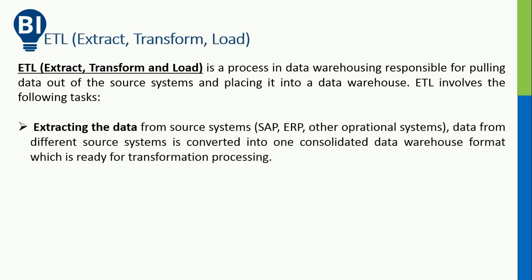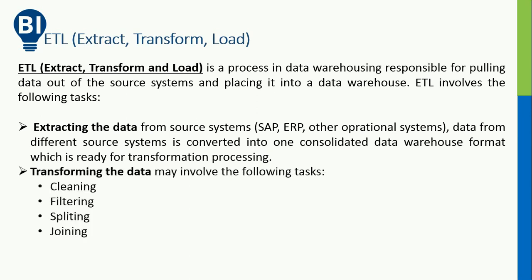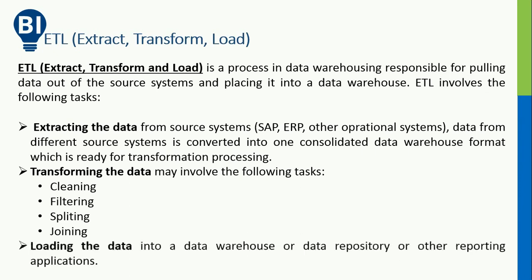In extraction, the data may belong to different, heterogeneous sources, which need to be converted into one consolidated data by joining the data into the proper form. After extracting, the data may contain some garbage values, null values, or useless values, which need to be cleaned, filtered, split and joined. For that, transformation is used. After that, the data is loaded into the data warehouse.